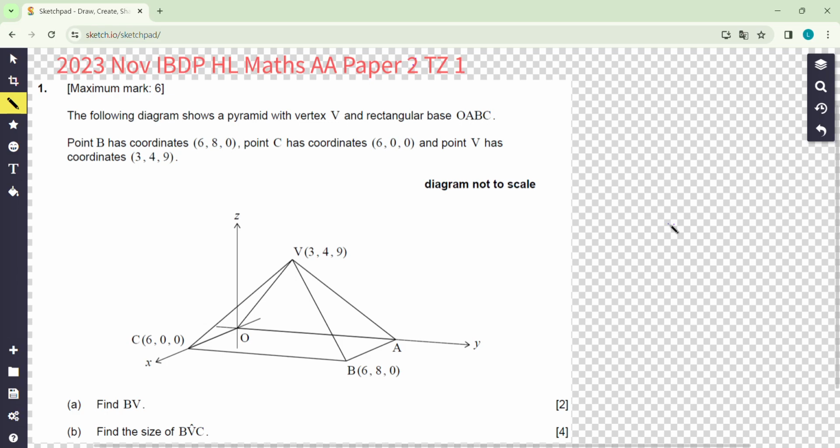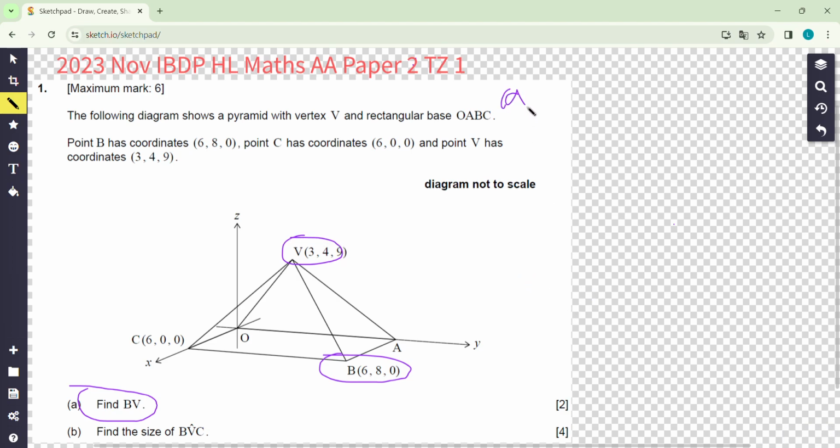Hello everybody, now we change to paper 2, still math AAHL. Question number 1 is about finding BV, so look at B and V here. This is a three-dimensional Pythagoras theorem.